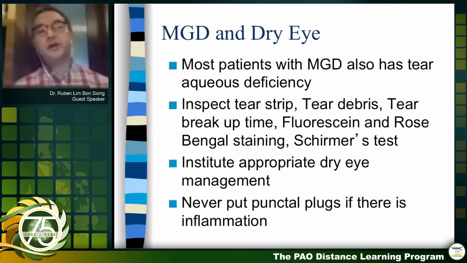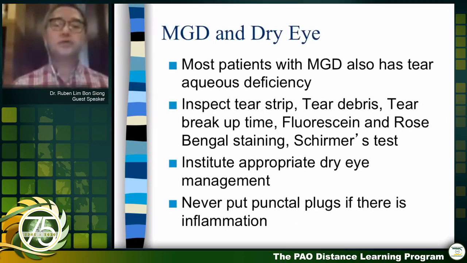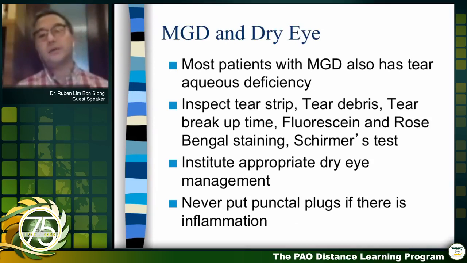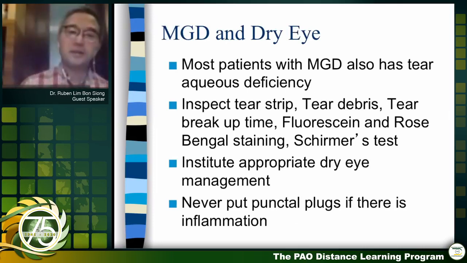So as I mentioned earlier, MGD usually goes hand in hand. In our latest dry eye cross-sectional study in the Philippines, our dry eye survey, 60% of our dry eye patients would have changes in the meibomian gland based on meibography. So more than half. You can safely assume that patients with dry eye symptoms might also have MGD, or MGD patients will also have concomitant dry eye.